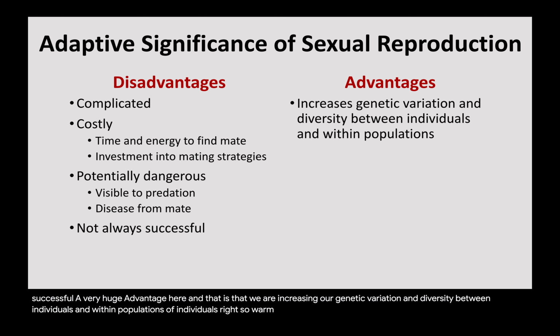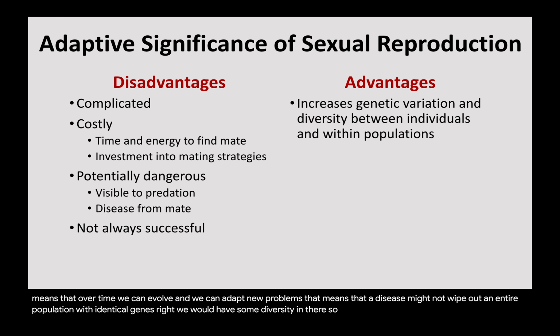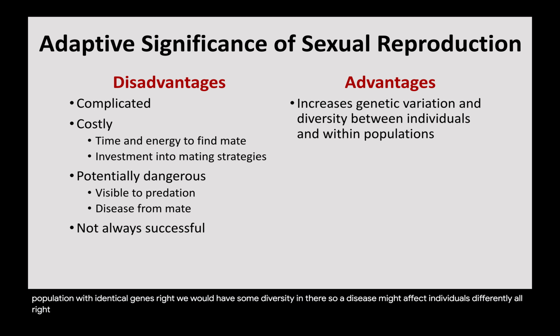Right? So we're increasing our genetic diversity. Increased genetic diversity means that over time we can evolve and we can adapt to new problems. That means that a disease might not wipe out an entire population with identical genes. All right? We would have some diversity in there, so a disease might affect individuals differently. This advantage is a huge one. It makes all of these disadvantages worth it.